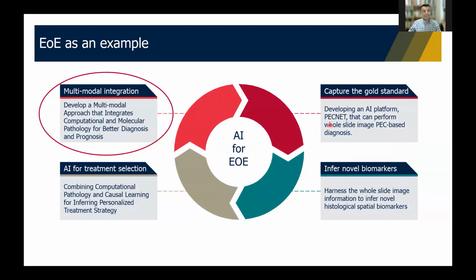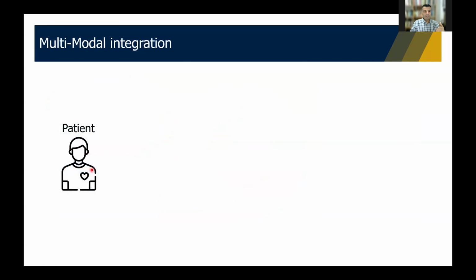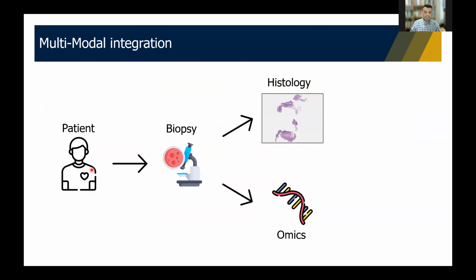So that's great. Again, we captured the gold standard. We inferred novel biomarkers. We used all this information to have a decision support system that personalizes the treatment. And now we want to go beyond the histology images. We want to now maybe integrate more data. And the main data that we want to integrate is genetics.